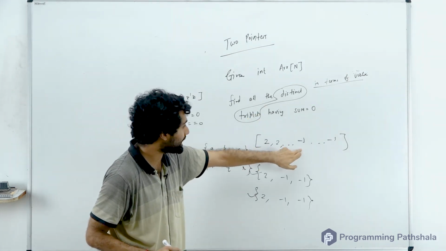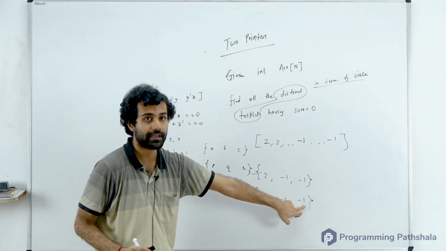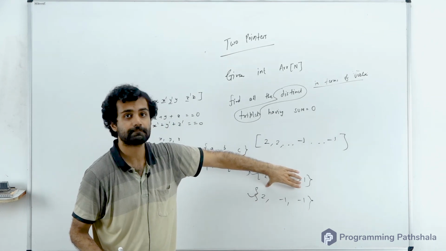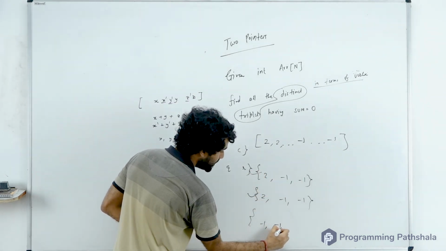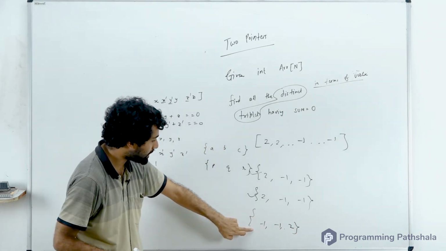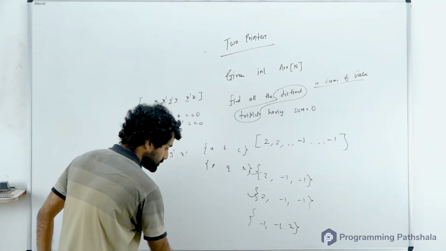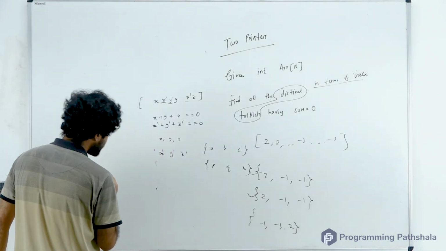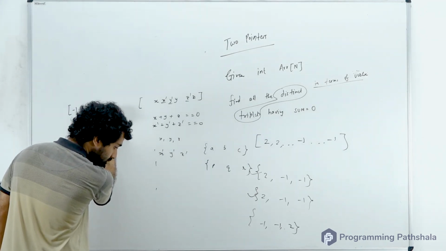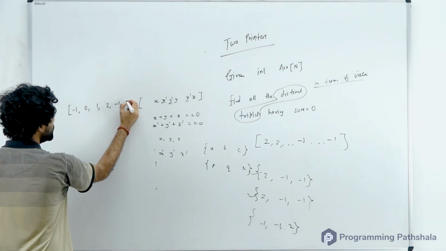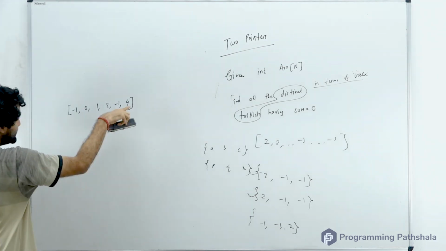So if you have considered 2, -1, -1, then you should once again not consider 2, -1, -1, because this is extremely alike this. Similarly, considering something like -1, -1, 2 was also foolish, because this is again a permutation of this. Cool. So let us take an example. Let's say my array contains -1, 0, 1, 2, -1 and 4.